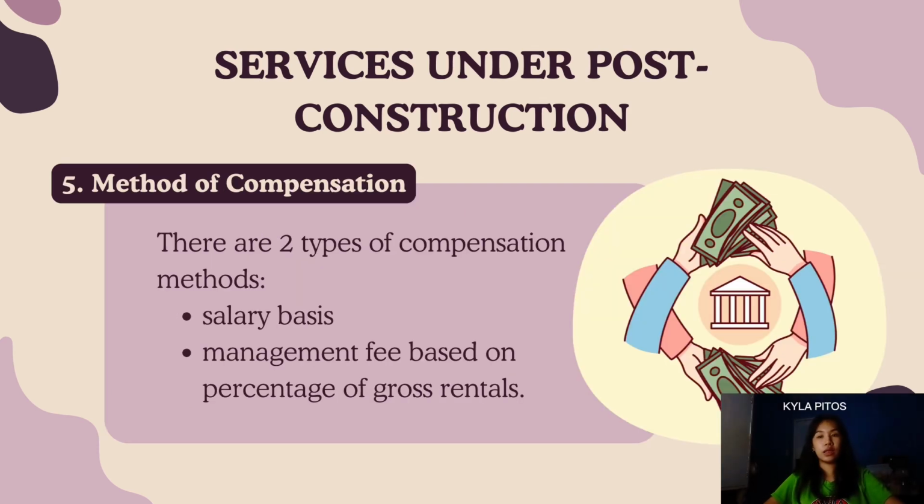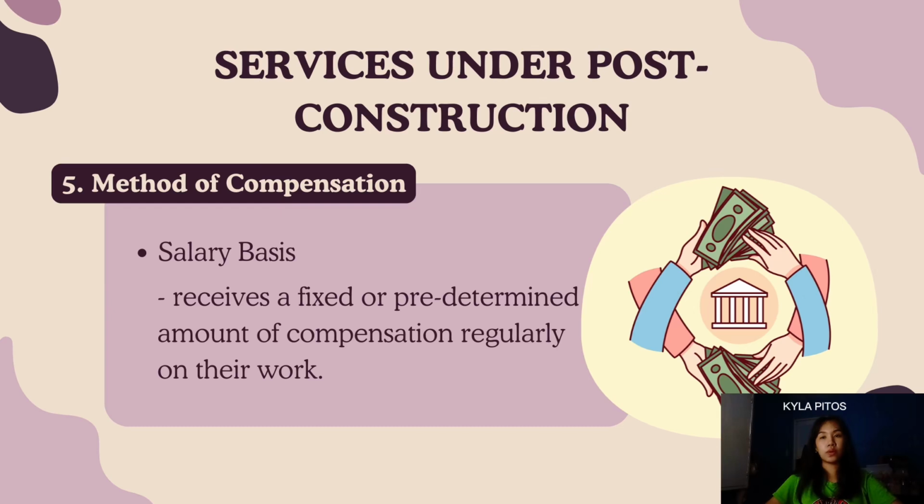Now, lastly is the method of compensation. Now, there are two types of compensation methods. First one is the salary basis, and the other one is the management fee based on percentage of gross rentals. Now, salary basis is where an architect will receive their regular pay, especially when they are working in a firm. They will receive a fixed amount of salary depending on which day of the month that they will receive. It will most likely be received weekly or less frequent.